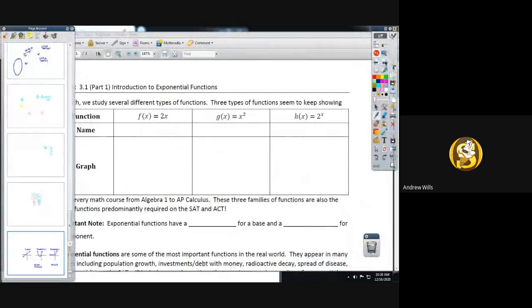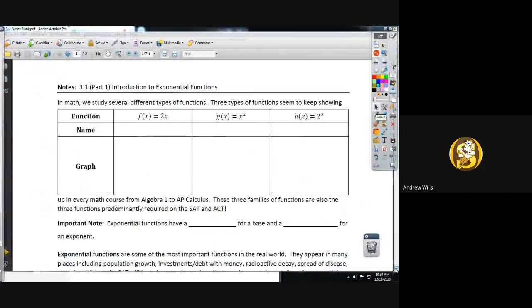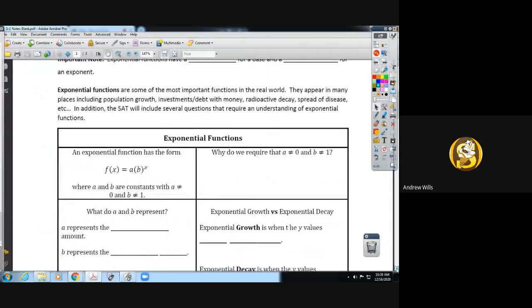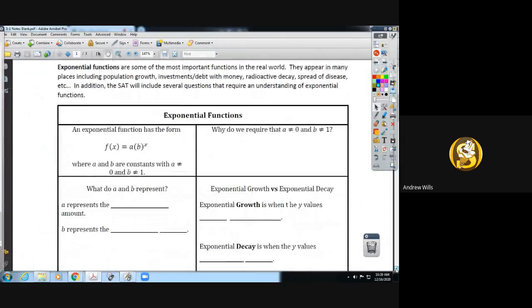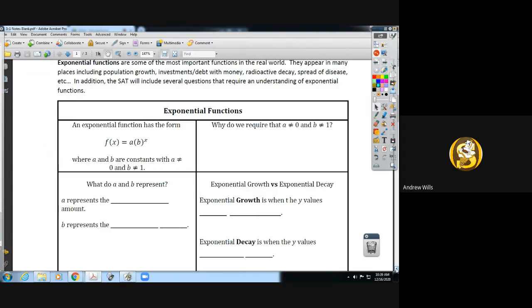Okay. So on to the next part of here. We are talking about real world stuff here. Okay. Exponential functions appear all over the place, specifically in population growth, investments. That's how your various interest rates work on your bank accounts. Radioactive decay, probably have seen these in your science classes by now. Same with what we're dealing with right now with COVID. Spread of disease is exponential.